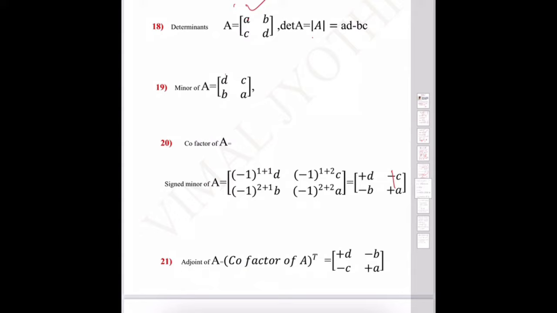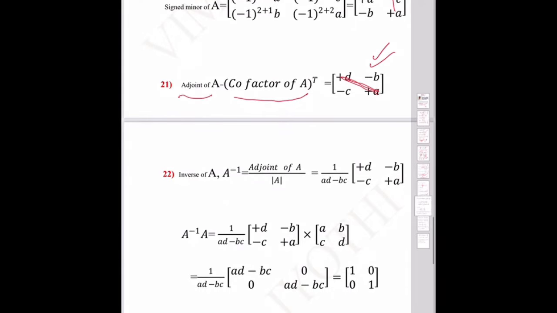This is a matrix, then this is the minor of A, this is the cofactor of A, then this is the adjoint of A. In the adjoint of A, A and D interchange, then B and C interchange and are given a negative sign in a 2 by 2 matrix. That is, the adjoint of A is equal to the transpose of the cofactor of A. That is an important formula. Then the inverse of A.